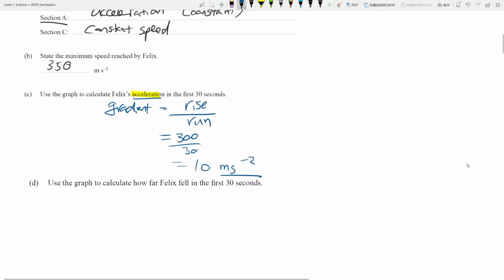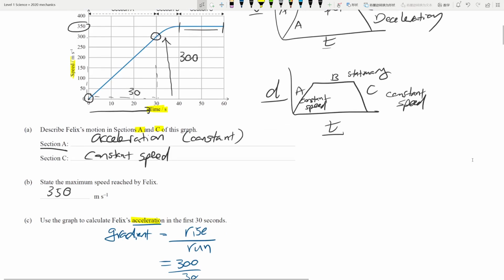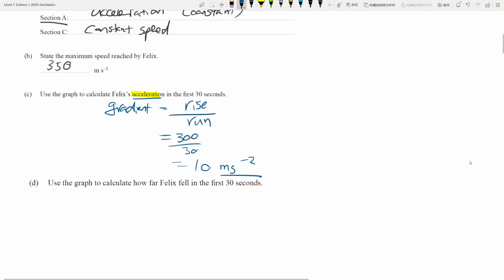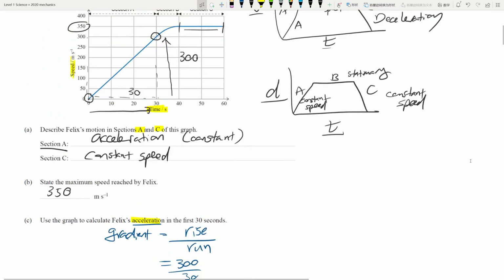Use a graph to calculate how far he fell in the first 30 seconds. All right, so the distance, let's go back here. Calculate how far he fell, so we're looking at distance. When you're calculating distance for a speed-time graph, you're looking at the area under the graph. Okay, so let's find this again, the first 30 seconds.